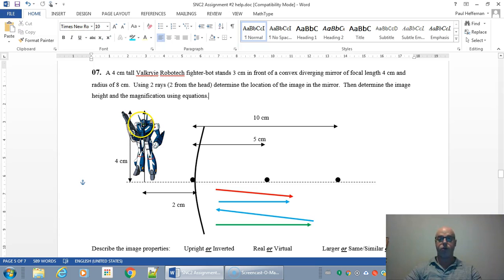And we have the robot, which is 4 centimeters tall, and it is 2 centimeters in front of this mirror. So we want to find out where the image is going to be located.